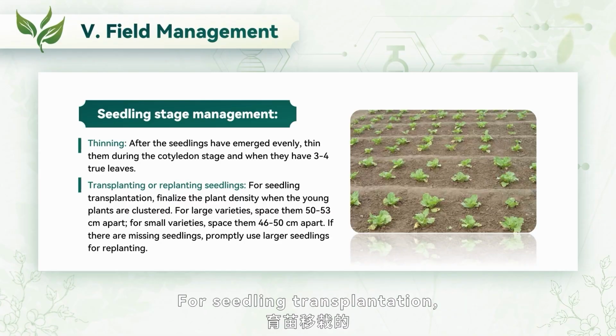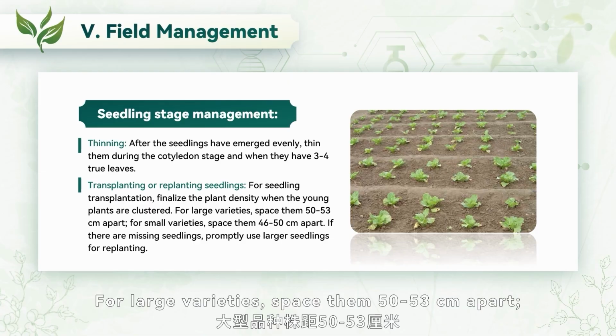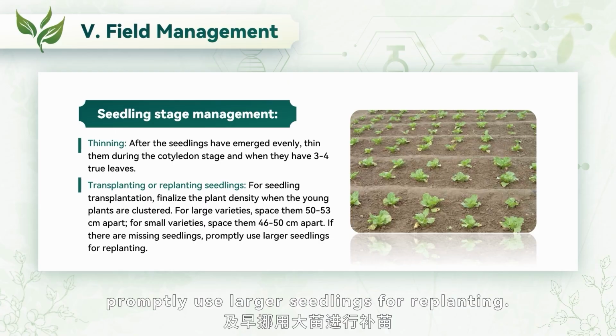For seedling transplantation, finalize the plant density when the young plants are clustered. For large varieties, space them 50 to 53 centimeters apart. For small varieties, space them 46 to 50 centimeters apart. If there are missing seedlings, promptly use larger seedlings for replanting.